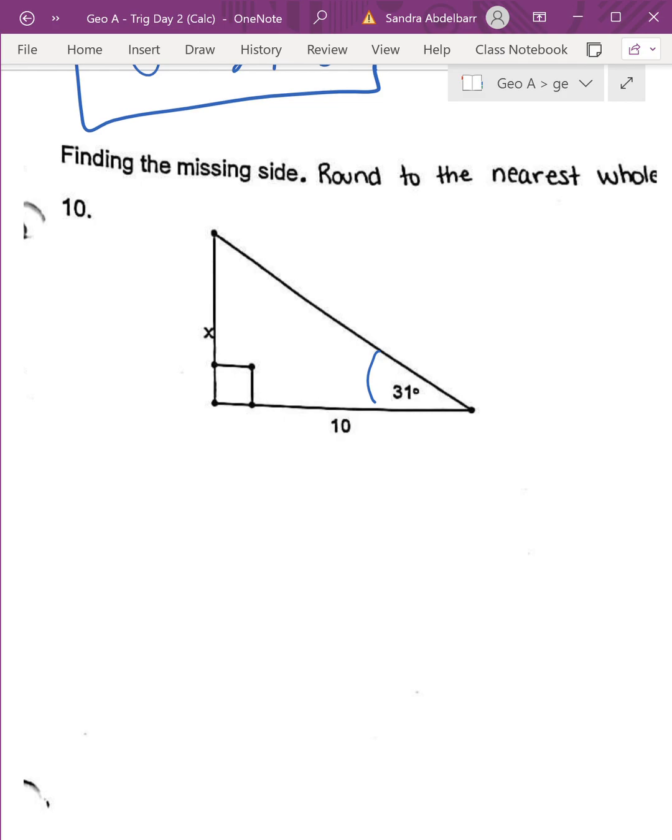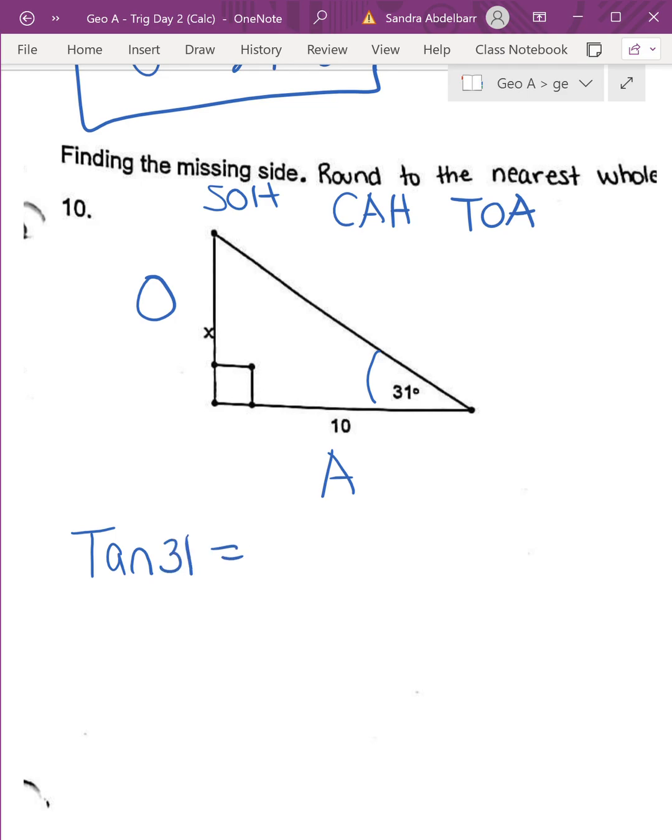So everything's in reference to the 31. X is opposite, 10 is adjacent. So what trig function, go back to SOHCAHTOA, which trig function pairs opposite and adjacent? Tangent. So it's never standing alone. Tangent of what am I writing? Tan 31. Mia is on fire today. All right. Tan 31 equals our opposite, which is X, over our adjacent, which is 10.